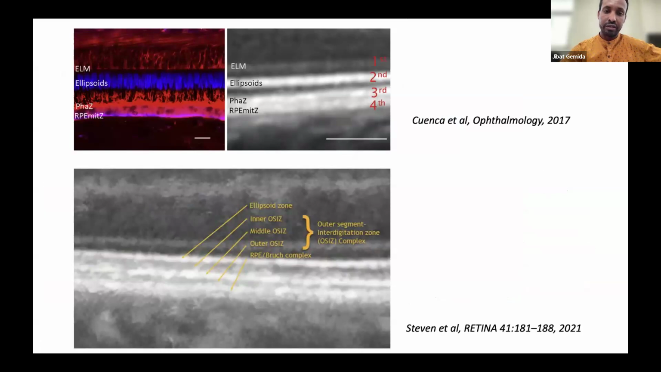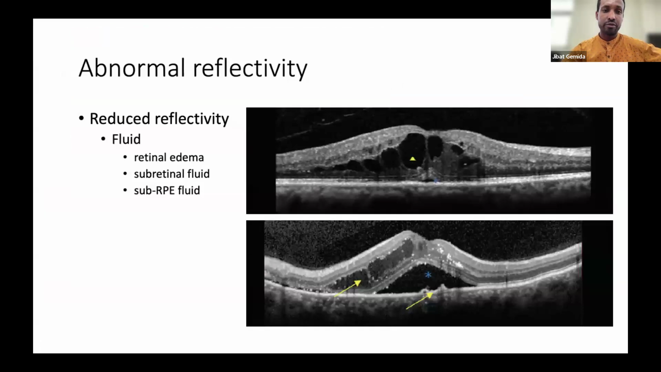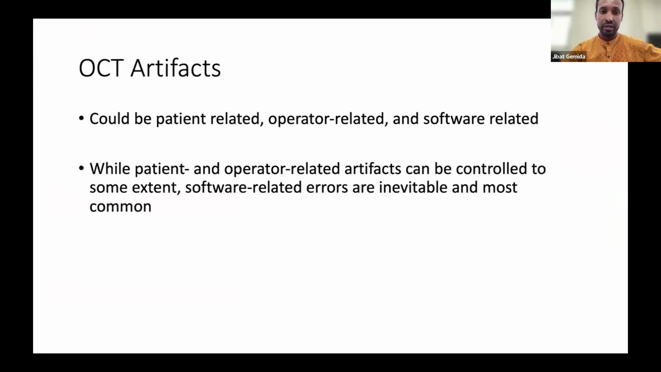But during reading the OCT, you need to see clearly the 4 hyperreflective bands of the outer retina, because that can give a prognosis of the vision. The abnormal reflectivity we'll discuss later. Either it can be reduced reflectivity or increased reflectivity.